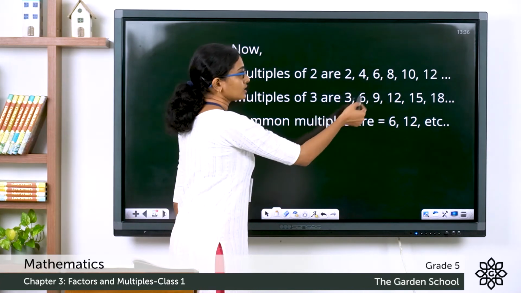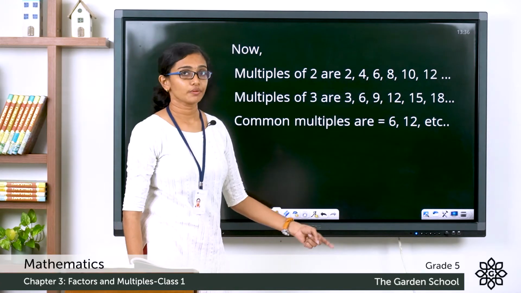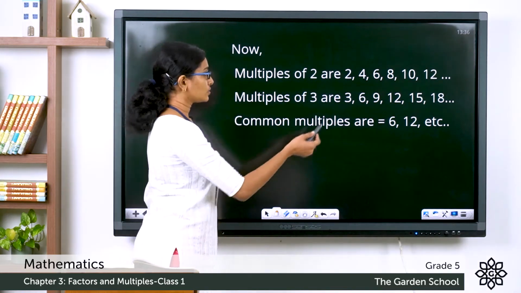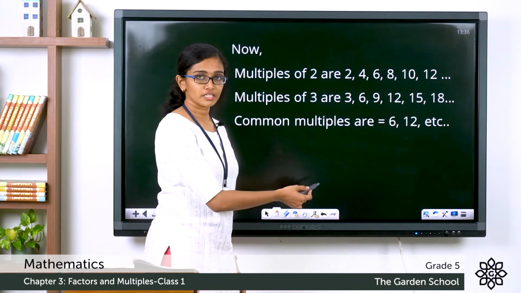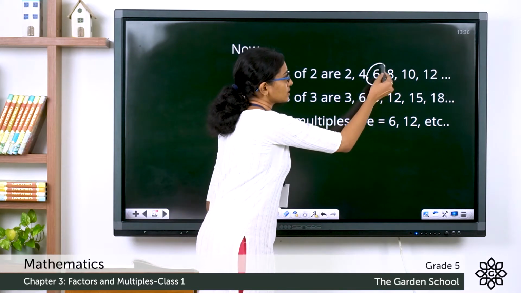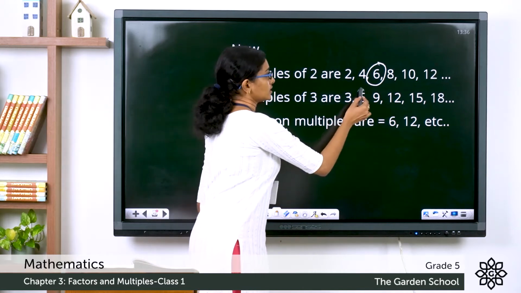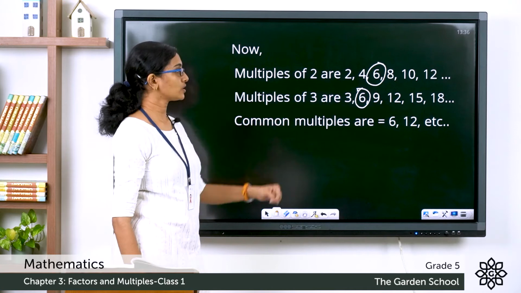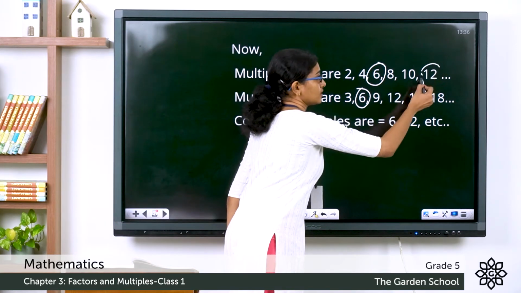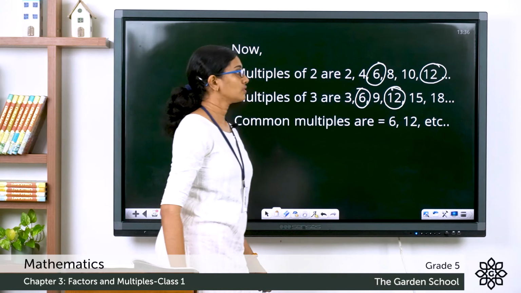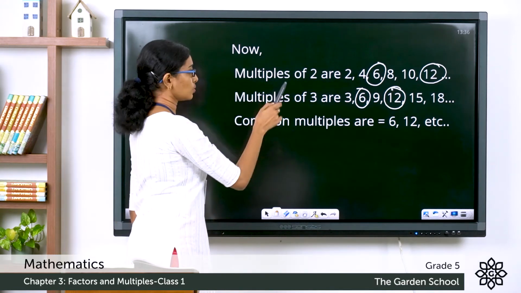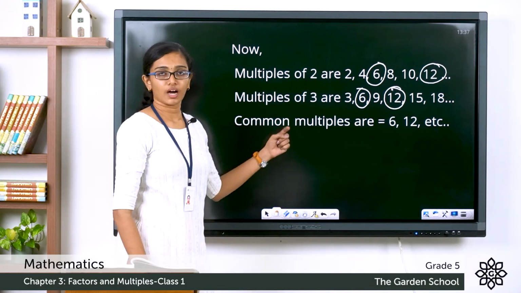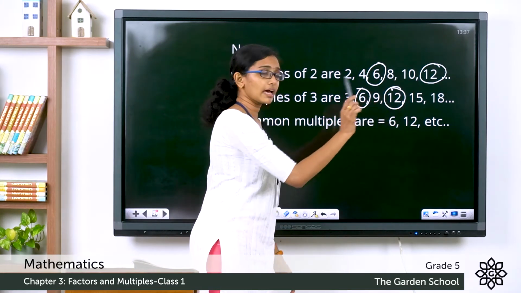You see, there may be some numbers or multiples which are common to the number 2 and number 3. Do you see any such number here? Any such multiple here? Look at this one, the number 6. The multiple 6 is common to both 2 and 3. Now, what about this 12? This multiple 12 is also common to 2 and 3. So, we say the common multiples of 2 and 3 are 6, 12 and so on.